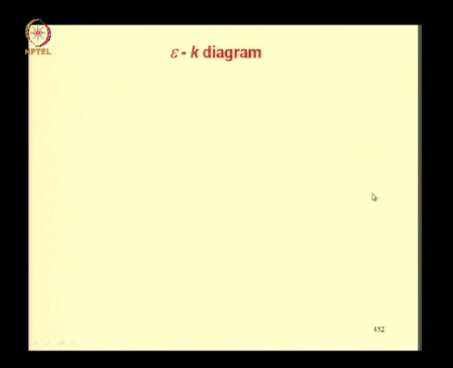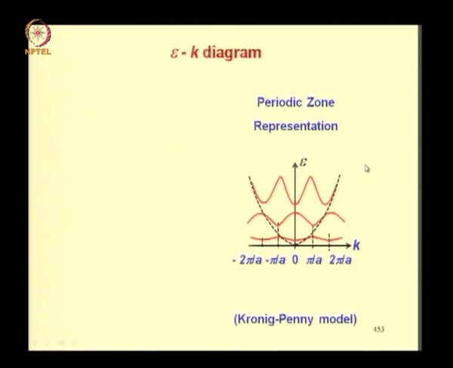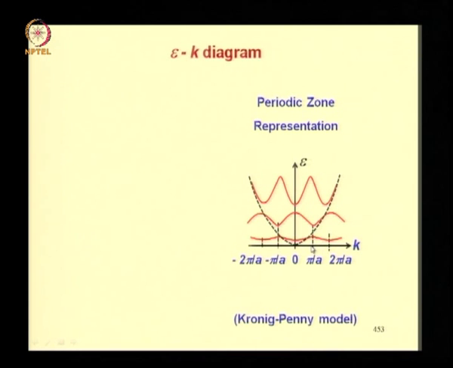Then we discussed features of the E-k diagram. This form of representation of the E-k diagram is referred to as periodic zone representation. So you see that the E-k relation is being shown for several periods, even though it is periodic, and you can probably show the information only in one of the periods, and then the same thing will apply to other periods.